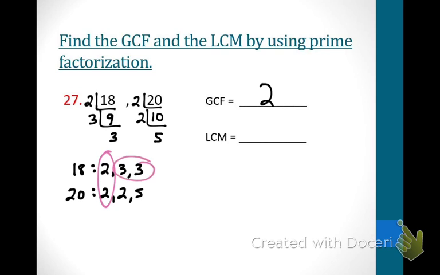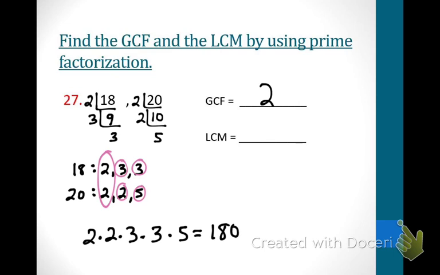Okay, now is this a pair right here? No, because you have to have one number that's in the 18 and also inside the 20. So I cannot circle that as a pair. I just circle it individually. And now I'm going to bring them all down and multiply them together. When I multiply all these together, what do I get? 180, and that is your least common multiple.